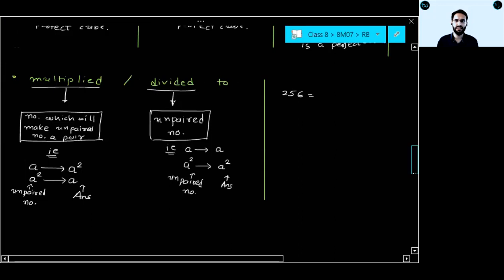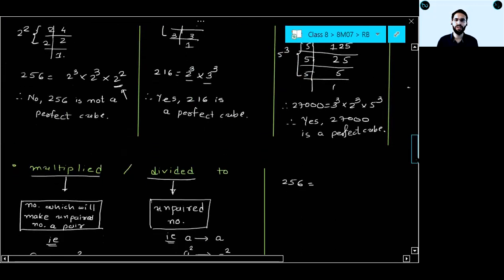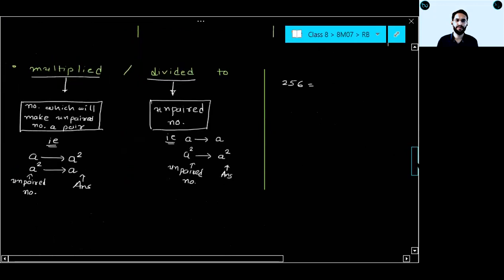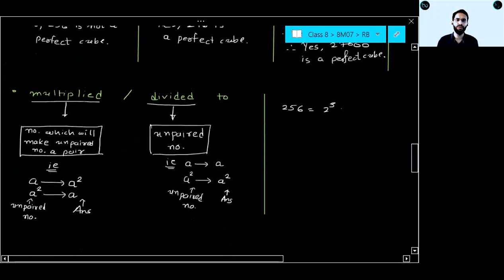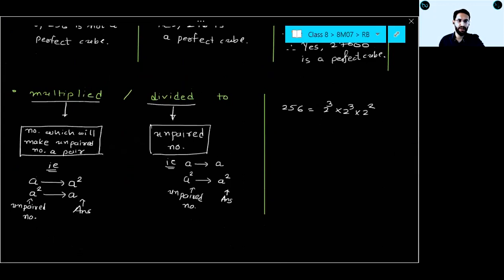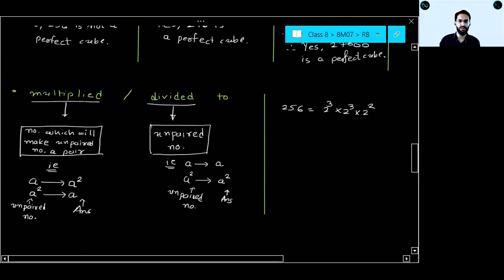So 256 is equal to 2 cube into 2 cube into 2 square. Now what is the unpaired number here? Tell me quickly. Madhusudan, tell me what is the unpaired number here? 2 square. Very good. Now suppose this question is your divided type. What should be your answer?